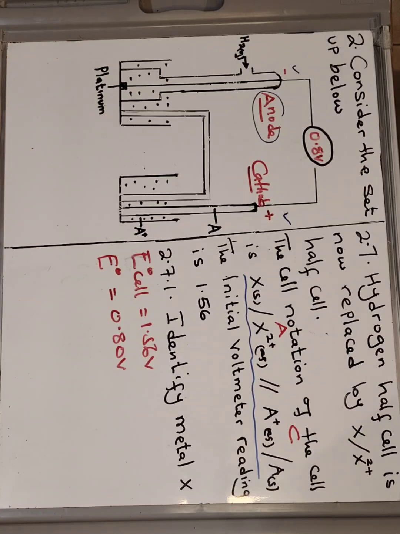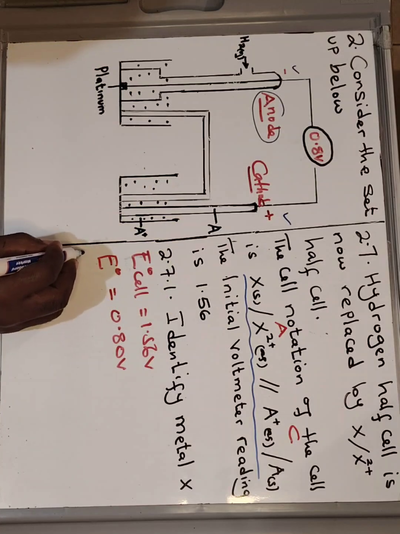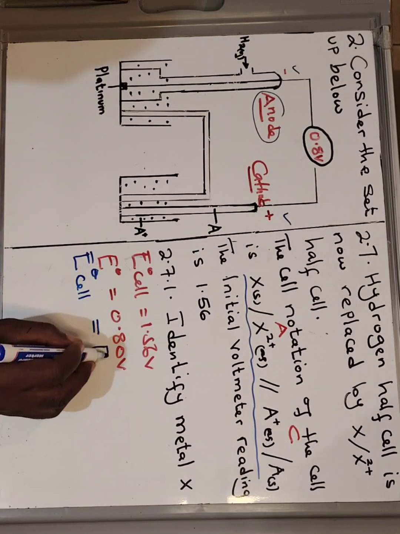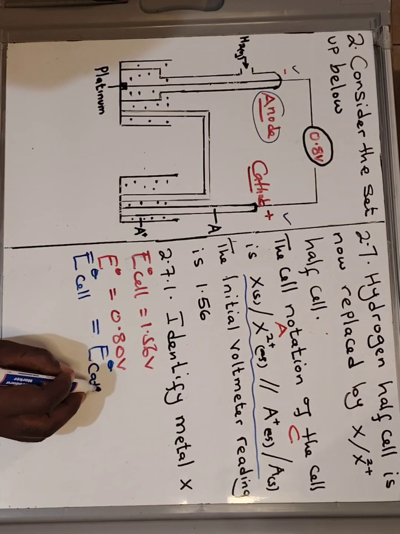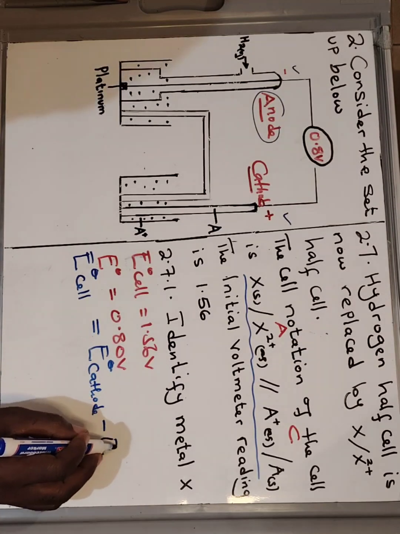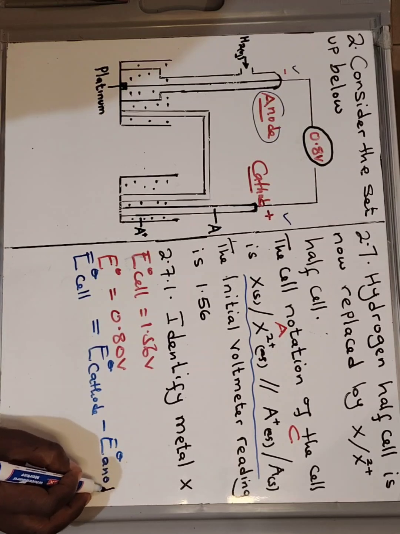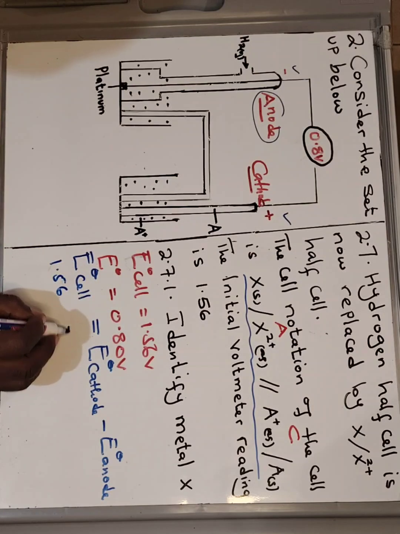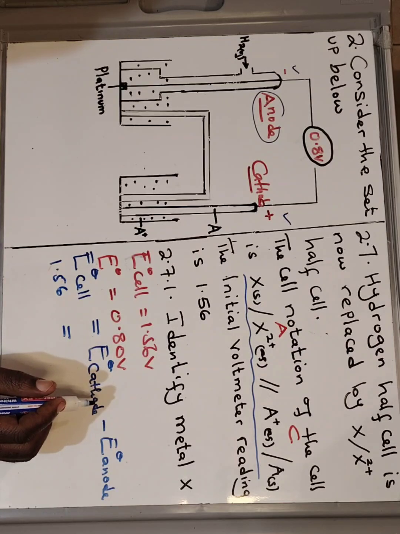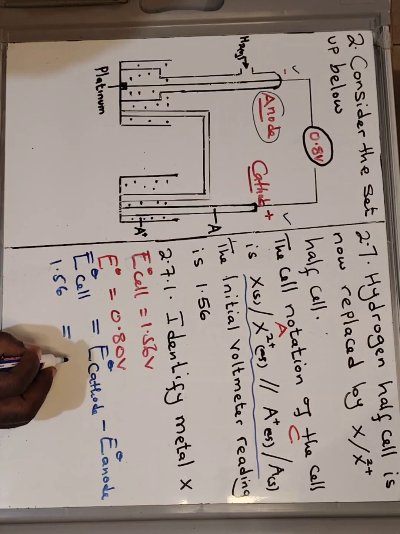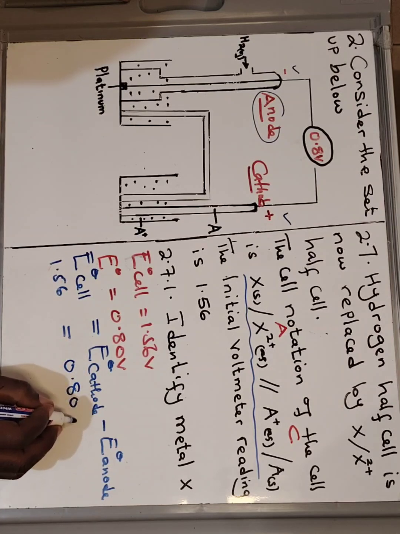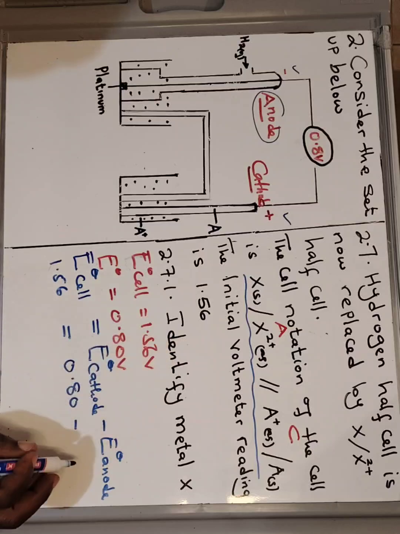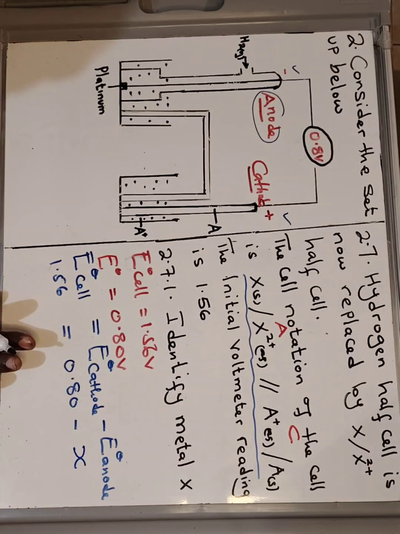So what do we do? We bring in our equation. The equation says that E naught cell is equal to E naught cathode minus E naught anode. But E naught cell is known and is 1.56. E naught cathode, we know it, and it is 0.80. What we don't know is our X. Our X is the anode, so we don't know it. So let us call it X in that aspect.